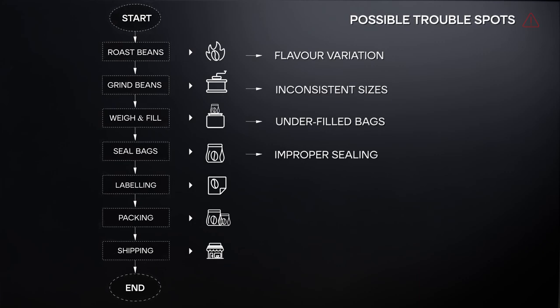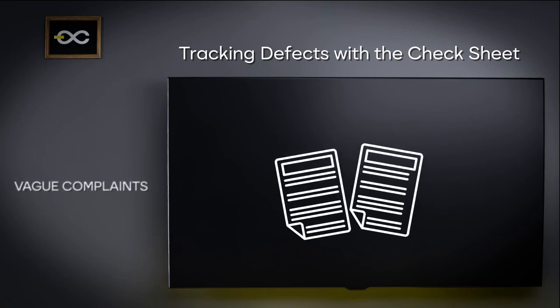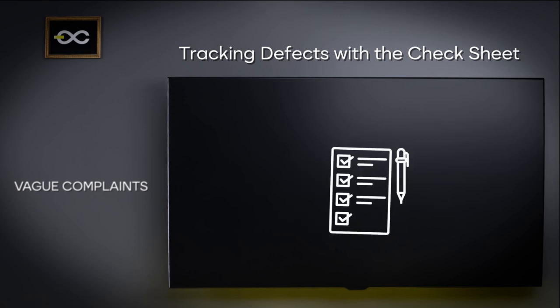Now that we understand the process, we can move on to the next step, tracking the defects. But for that, we need real, numerical data, instead of relying on vague complaints. To do so, we use our second QC tool, the check sheet. This is how it goes.